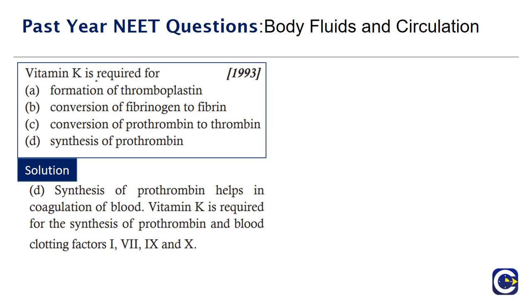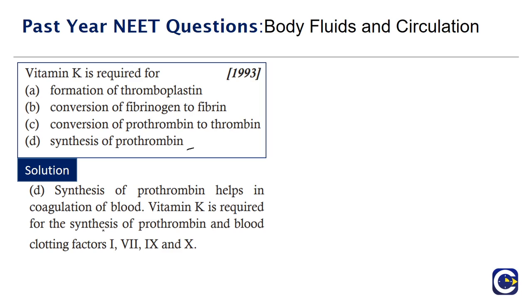We know that vitamin K is required for the synthesis of prothrombin. For conversion of prothrombin to thrombin, the other factors are required. So vitamin K is basically required for the synthesis of prothrombin. Only if prothrombin is produced can it be converted to thrombin, and only if thromboplastin is produced can it be used to convert fibrinogen to fibrin in the presence of calcium. So the answer is that it causes the synthesis of prothrombin. Synthesis of prothrombin helps in coagulation of blood.